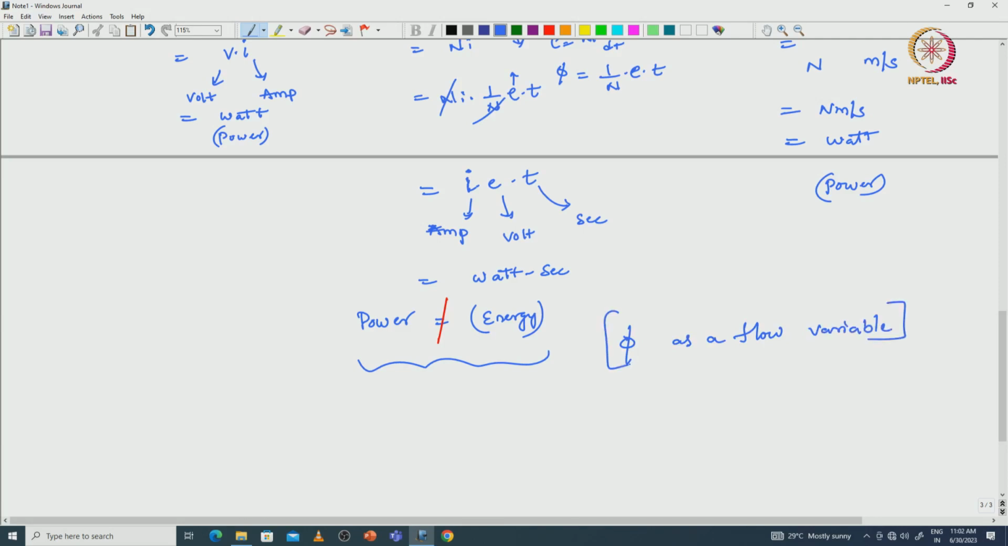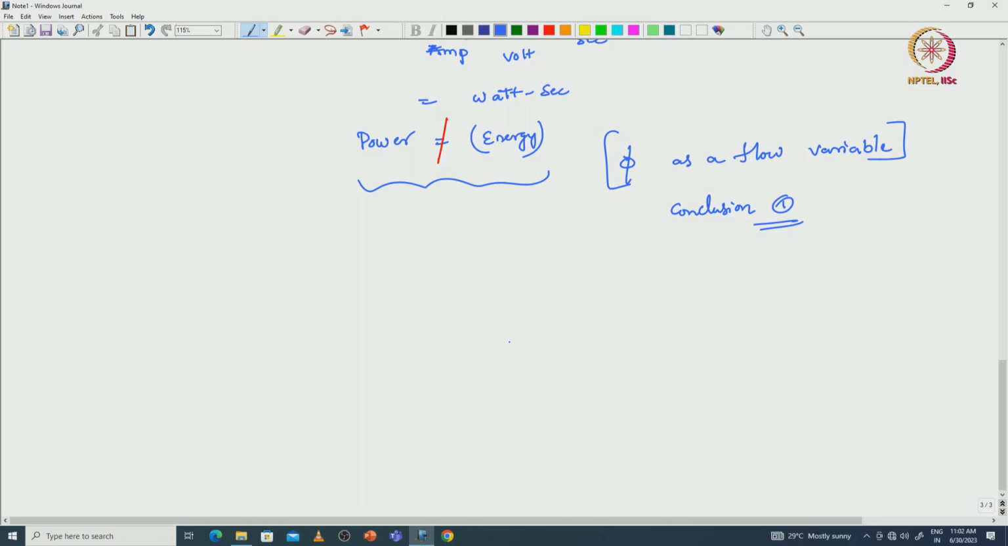Okay. This is conclusion 1. Why we should not consider the flow variable as a flux in a magnetic circuit. Next, consider the simple electric circuit with a single voltage source and a simple resistance. The effort variable is voltage and the flow variable is current, and we have a load side resistance. Now, the power is equal to V into I, which is dissipating across the resistor in this circuit.